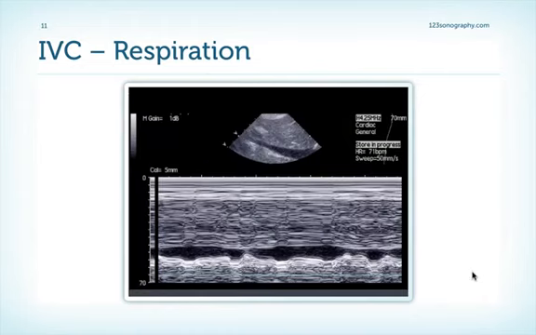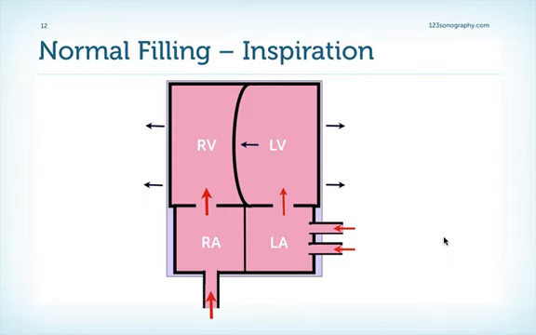And here's an M-mode tracing which shows you just that very nicely. During inspiration, we have a decrease in the size of the inferior vena cava. Now remember, this does not happen for the pulmonic venous return. Therefore, we have more flow into the right heart during inspiration versus the left heart.